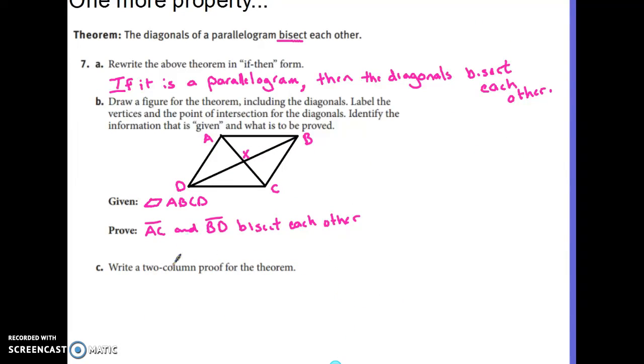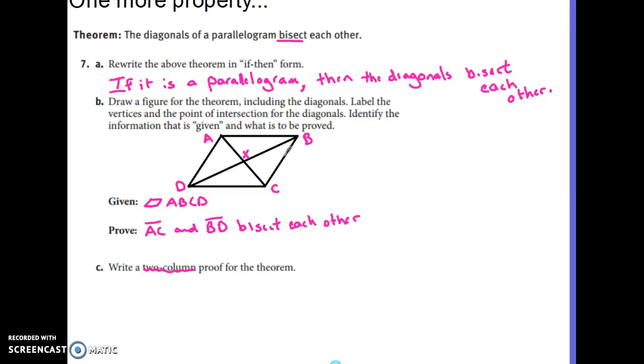They say write a 2-column proof. Scratch that out. We're going to do a flowchart proof because this is another triangle congruence example, and so it's going to be a lot easier for us to do the flowchart proof. The first thing we need is the triangles that we're going to prove are congruent. I'm going to guide you towards these triangles right here: triangle AXD and triangle BXC.